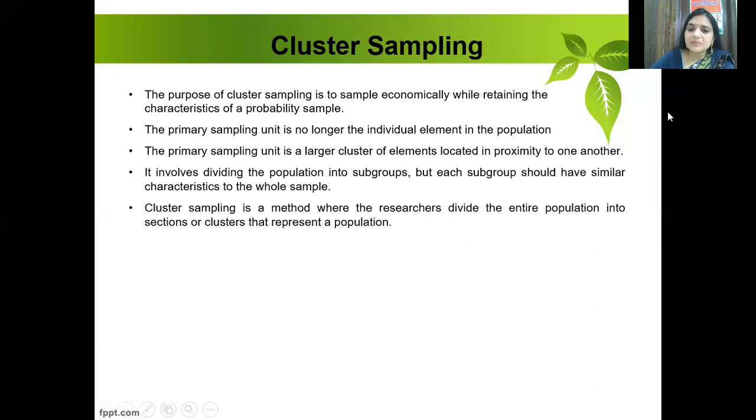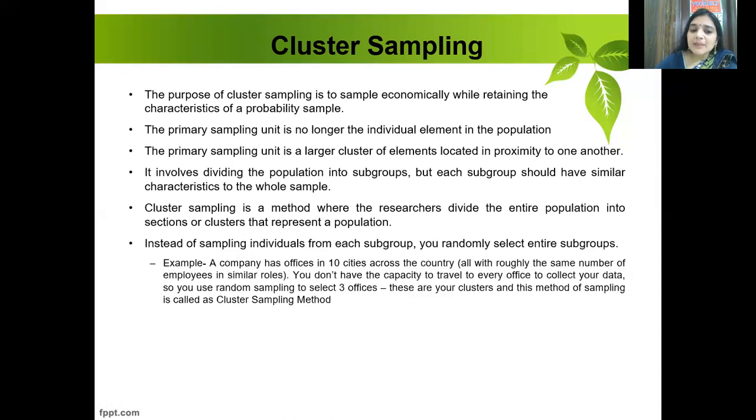Cluster sampling is a method where the researchers divide the entire population into sections or clusters that actually represent the whole population. Instead of sampling individuals from each subgroup, you randomly select entire subgroups. For example, a company has offices in 10 cities across the country, all with roughly the same number of employees in similar roles. You don't have the capacity to travel to every office to collect the data. So you use random sampling to select 3 offices, and these are your clusters, and this method of sampling is called the cluster sampling method.